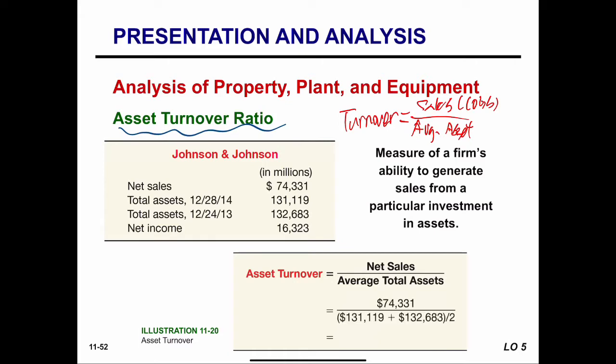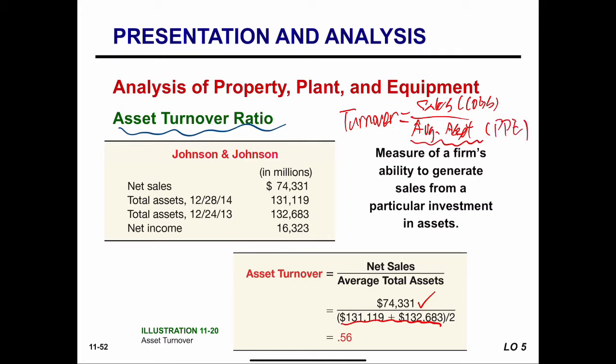And based on this definition, this is 74,000, that's sales. This is beginning and ending balance of total assets. So assets turnover is 0.56. This is a total assets turnover ratio. For different assets, we can define different turnover ratio. If we change the average assets into average cash, we get cash turnover. If we change to accounts receivable, we can get accounts receivable turnover ratio. If we change to property, plant, and equipment, that will be PPE turnover ratio.